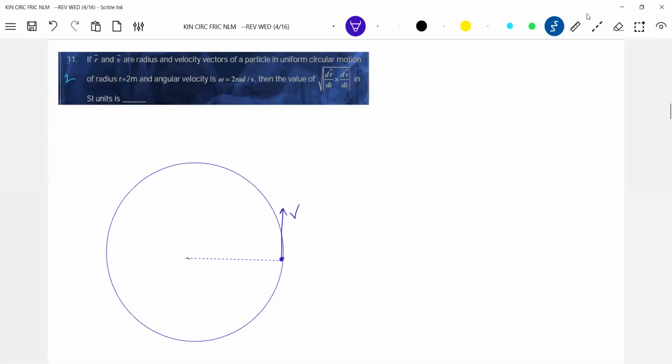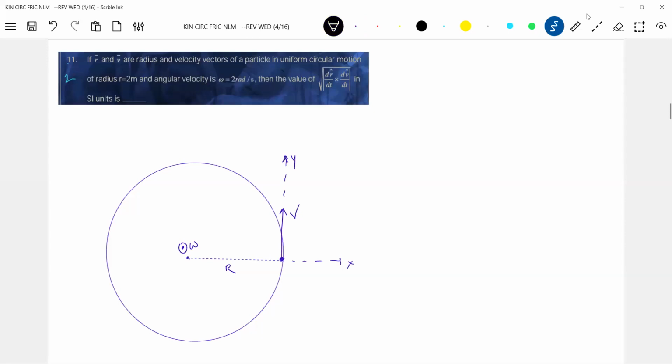This is the radius vector, r, you take it. And omega will be directed out of the plane, about an axis passing through the center perpendicular to the plane. So here I'll show the direction of omega. Let me take the coordinate axes: this will be x, this will be y, for our convenience, so that we can define i cap, j cap, k cap like this. Now, what is dr by dt?